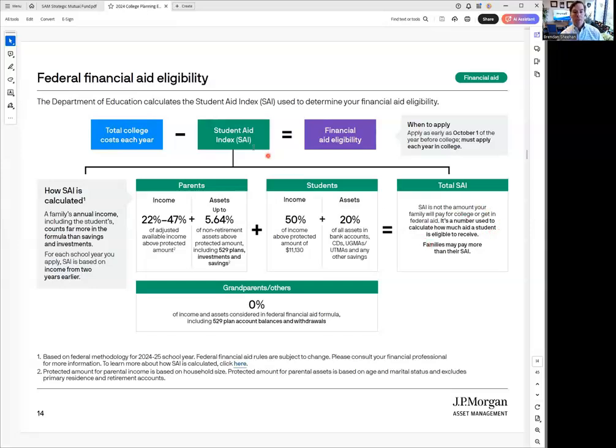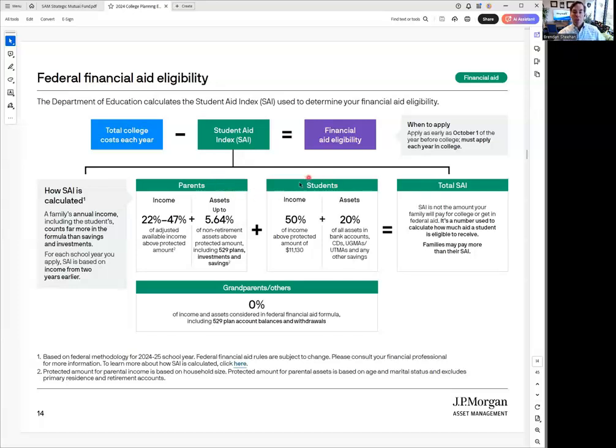So how is that student aid index actually calculated? Well, this is one of the most misunderstood things in financial planning. I've heard all sorts of different theories on how this is calculated, but it's here, black and white. This is the best summary that I've seen for federal financial aid eligibility. And what you see here is that, yes, parents and how much money they're making and what their assets are dictate a portion of that student aid index.